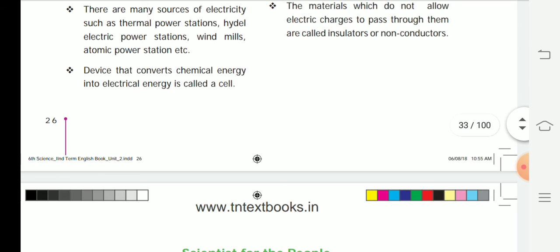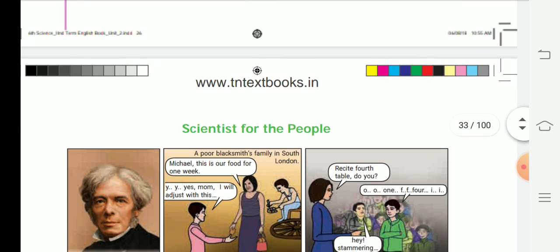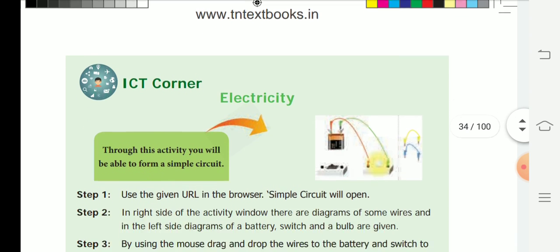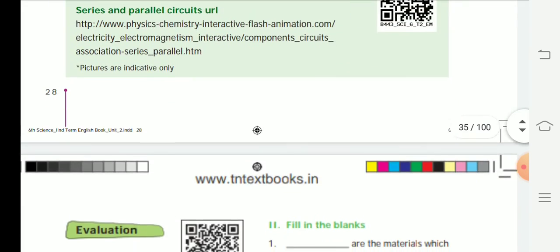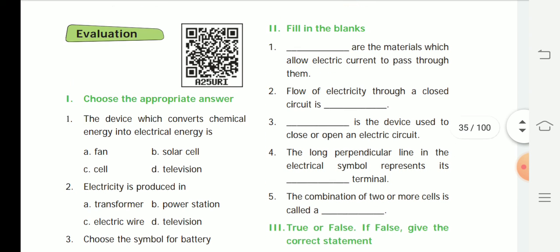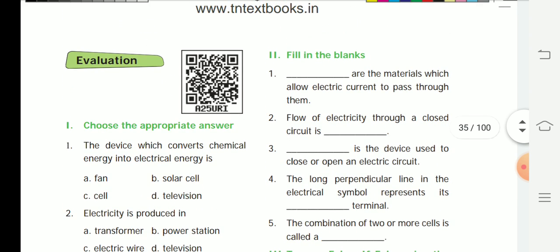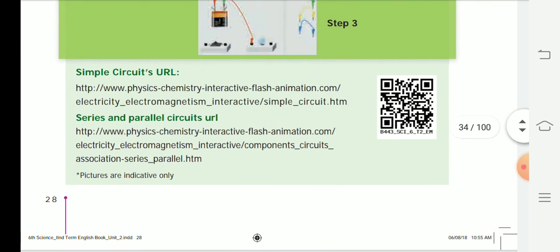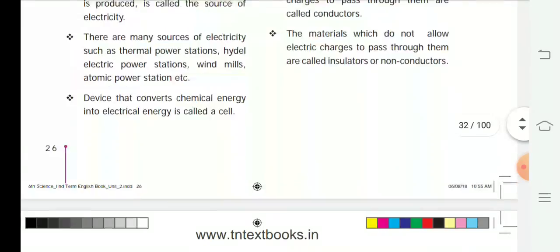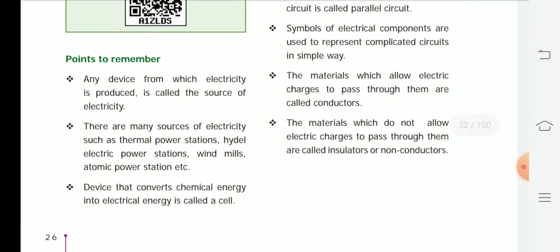Okay, now we finish the lesson, children. Tomorrow we will see the evaluation on this chapter. Okay, today your homework is to go through the full lesson. Okay, you fully read the lesson.